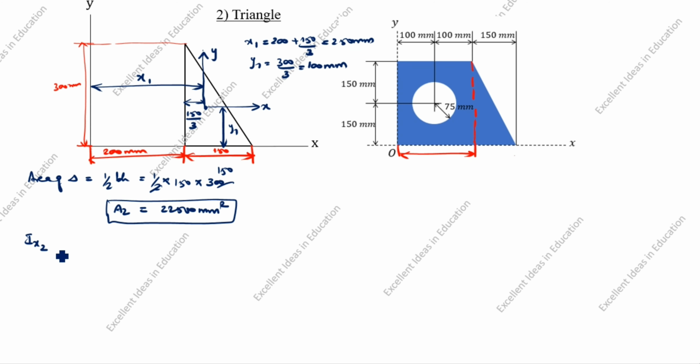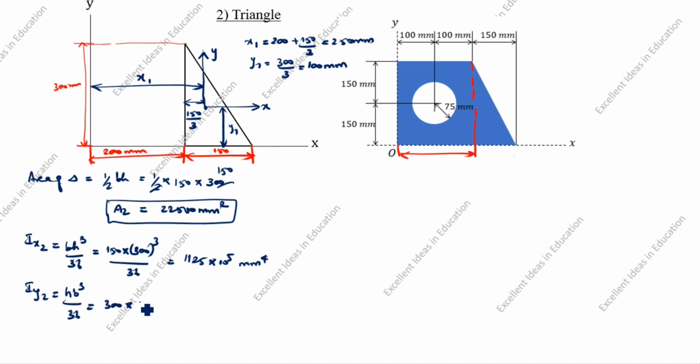What is the moment of inertia of the triangle about X? It is BH cube by 36. What is B? B is 150, H is 300 whole cube divided by 36. What is the answer? 1125 into 10 power 5 mm power 4. Next, Iy2. What is the Iy2 formula? HB cube divided by 36 equals H is 300 into 150 cube divided by 36 equals 28125 into 10 power 3 mm power 4.